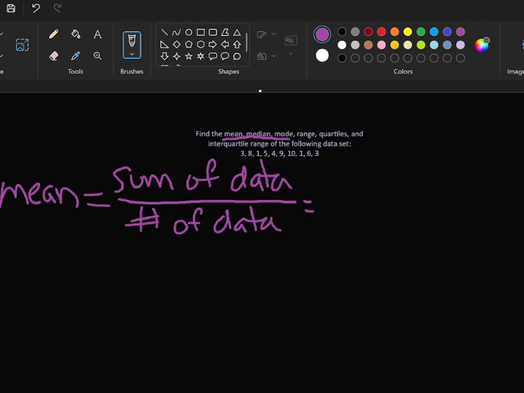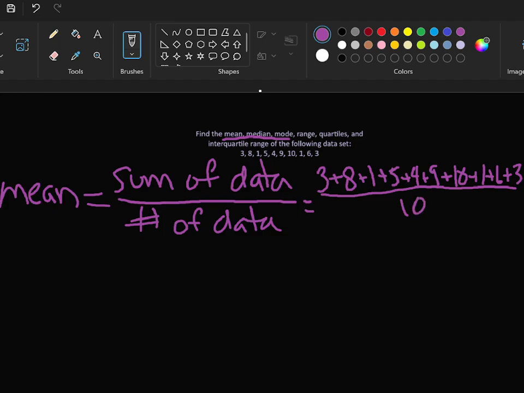So in this case, we'll need to add all of our data values. So 3 plus 8 plus 1 plus 5 plus 4 plus 9 plus 10 plus 1 plus 6 plus 3, and divide by how many there are, which there are 10. So that gets us a mean of, well, all that adds up to 50, divided by 10 gets us a mean of 5.